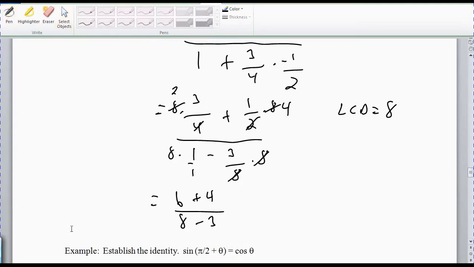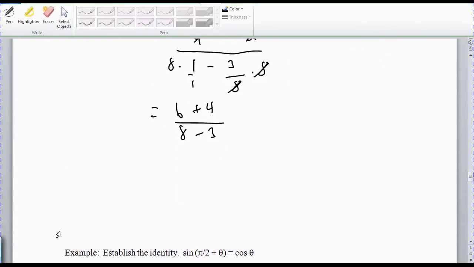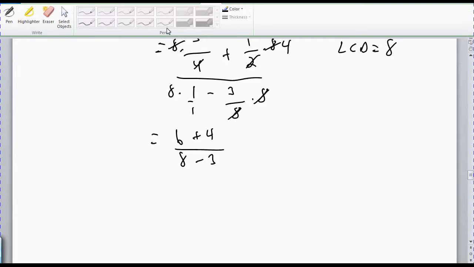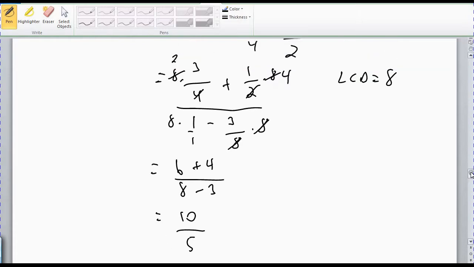I need just a little bit more space. Six plus 4 is 10. 8 minus 3 is 5. And the final answer is 2. Was that not a fun one or what?